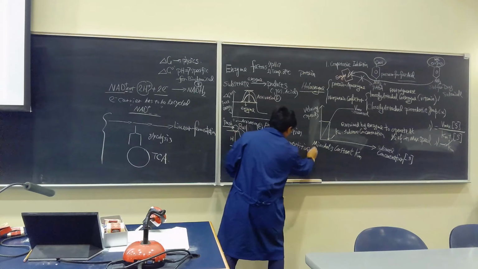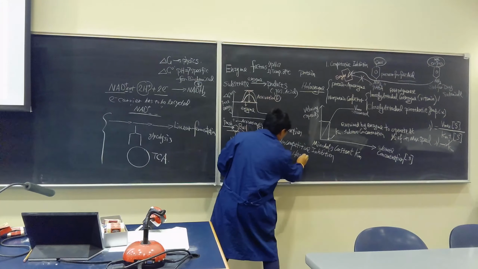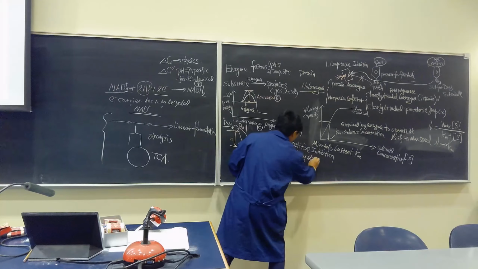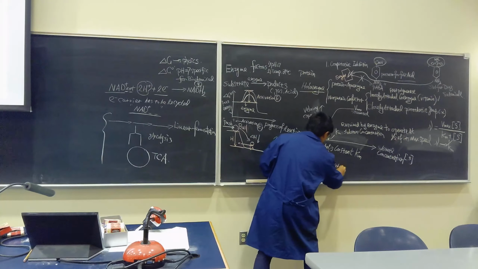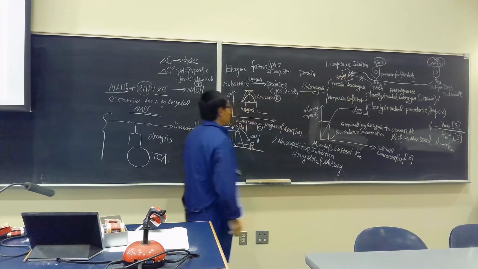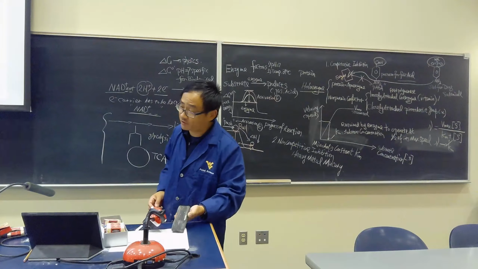Non-competitive inhibition basically is using heavy metal, like mercury. Okay? So this is one of the ways to adjust the enzyme function.